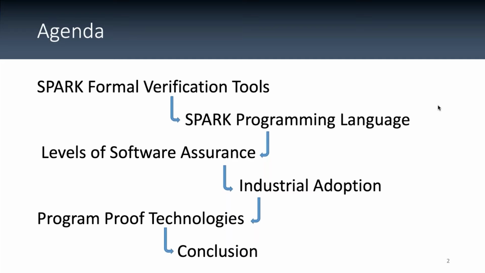Next, something very important for applications is how we define various levels of software assurance and how they are adopted in industry. And I'll finish with a quick tour of what program-proof technology is today, and I'll conclude.